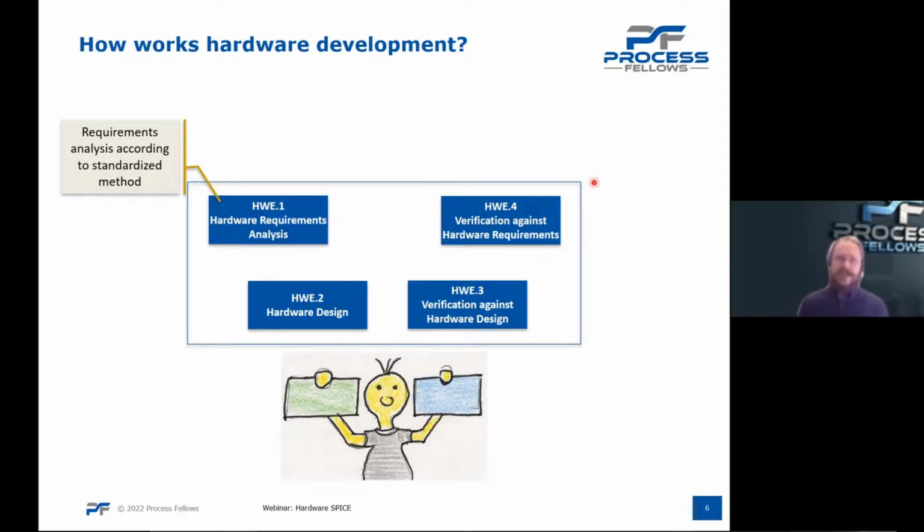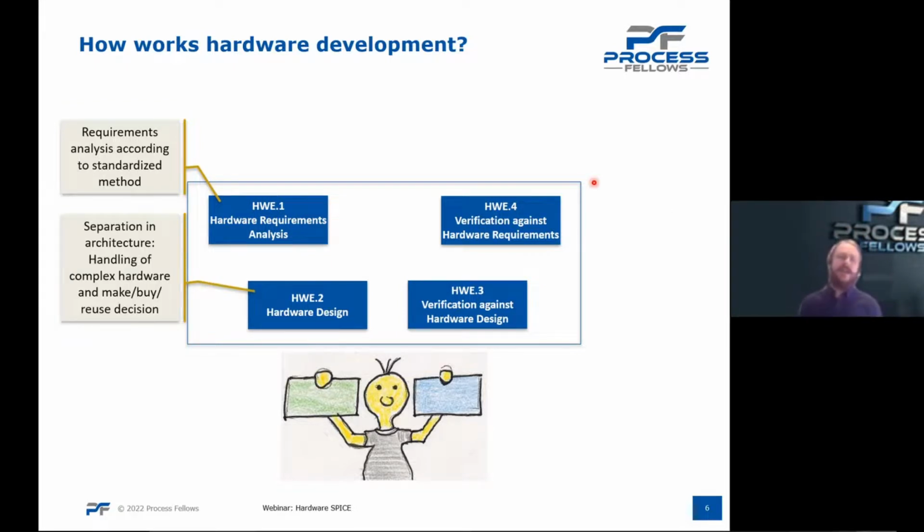A little bit more tricky is the idea of hardware design in the hardware SPICE model. On a detailed look, you will see that there is a separation in the hardware SPICE. Inside of this process, you will see two sub-steps. First of all, the idea of architecture. And architecture, in the meaning of hardware SPICE, means everything about handling of complex hardware. Remember the overall picture and the definition I showed you: your complex hardware needs to be broken down maybe into components, maybe even subcomponents, until you are at the lowest level, the parts. And this is the idea of architecture here.